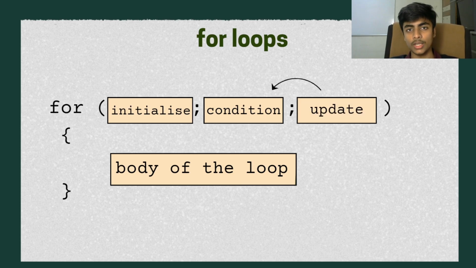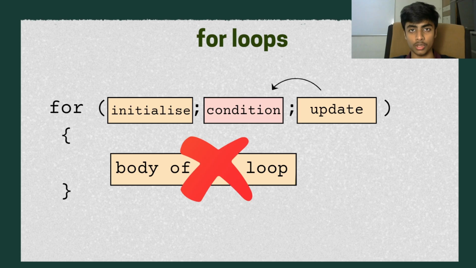Let's say that now the condition is false. If a condition is false, we don't keep executing the loop. We're going to stop the execution of the loop. We're going to skip this body of the loop and we're going to move on to the rest of the program.